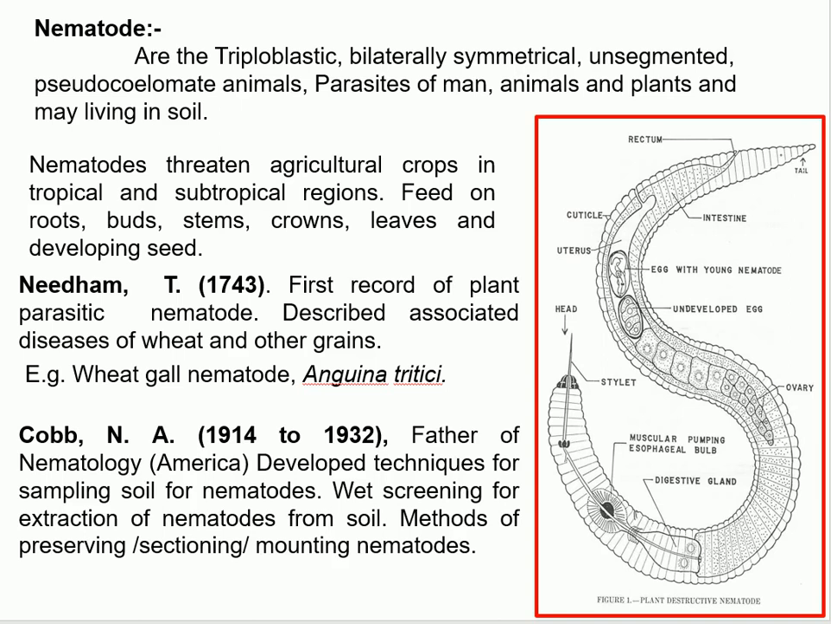The next scientist, that is Prof. Cobb, who is known as the father of nematology. He is from America. He developed techniques for sampling soil for nematodes, wet screening for extraction of nematodes from soil, and methods of preserving, sectioning, and mounting of the nematodes.